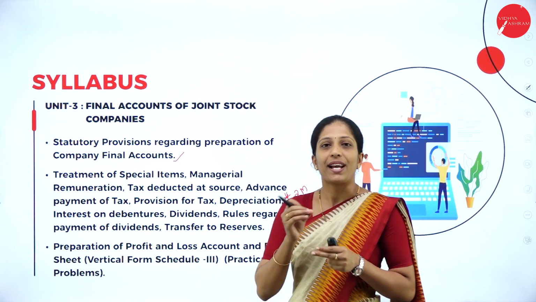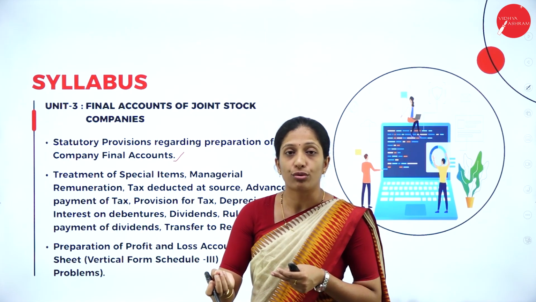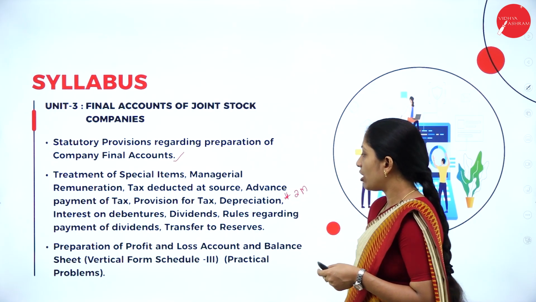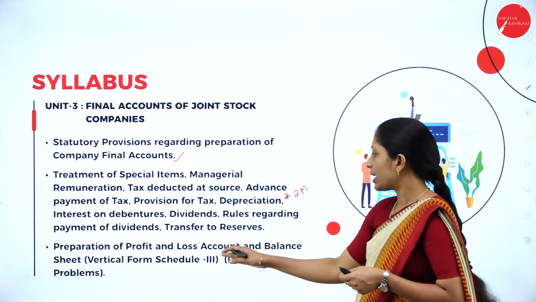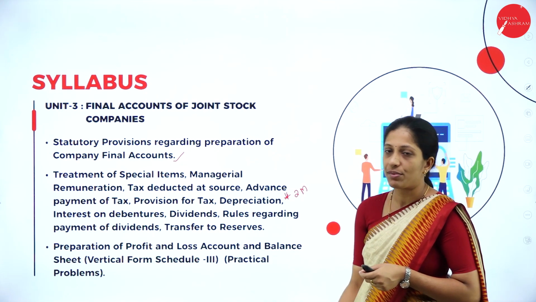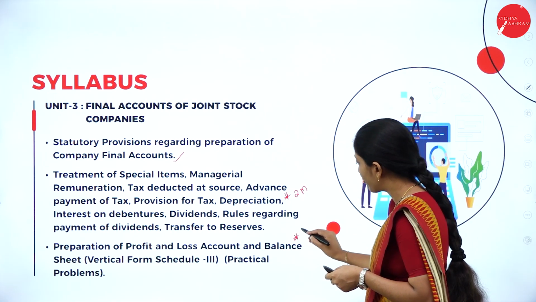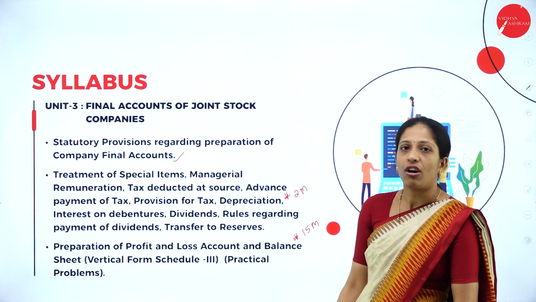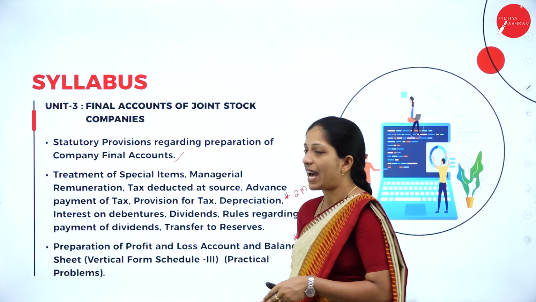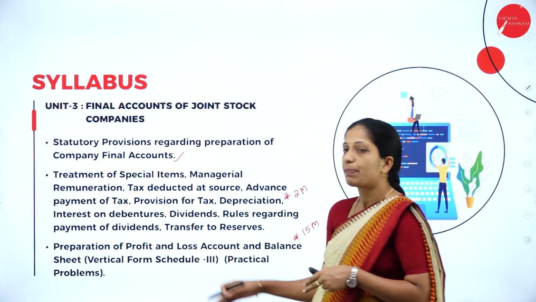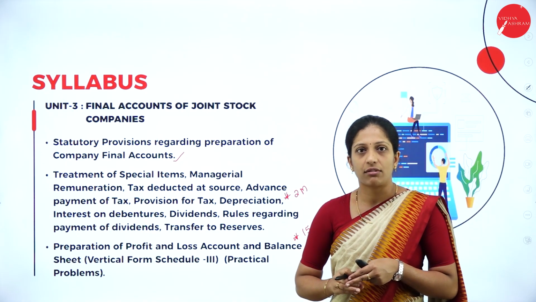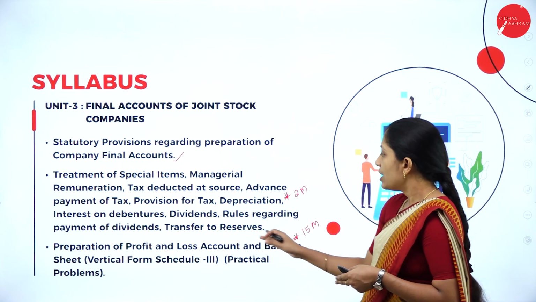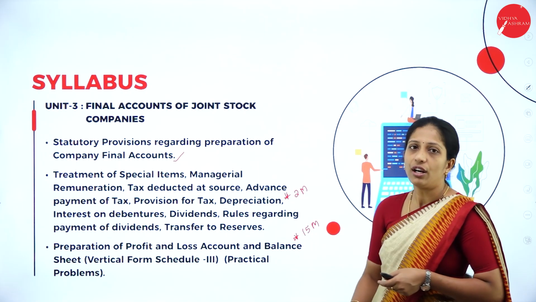So this is where you have to go through each and every adjustment, because you might get a question individually for 2 marks. Next, preparation of profit and loss account and balance sheet, vertical form, Schedule 3, practical problems. This is very important. Once again, I have told you, you will have a 15 marks problem. Okay, so preparation of profit and loss account as well as balance sheet under vertical form, that is as per Schedule 3 of the Companies Act 2013, under which you have to prepare the final accounts of a company. Okay, so this is a very important question for 15 marks.